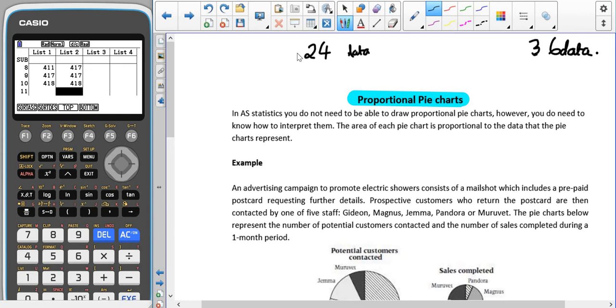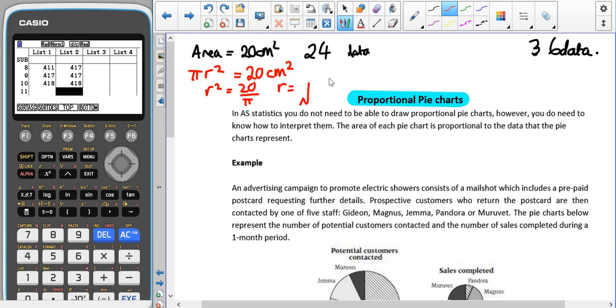Now, if I wanted the area of my smaller pie chart to, let's say, be 20 centimetres squared, bearing in mind that the formula for the area of a circle is pi r squared, that means that my pi r squared is going to equal 20 centimetres squared. And I can rearrange this to find out the value of r by dividing by pi and then square rooting my answer. That tells me what the radius of the circle is, and then if I needed to draw it, it's much simpler to do so.